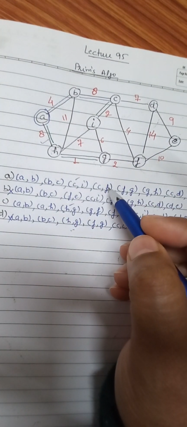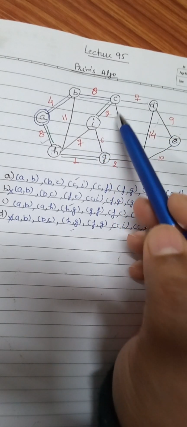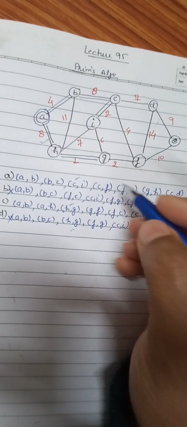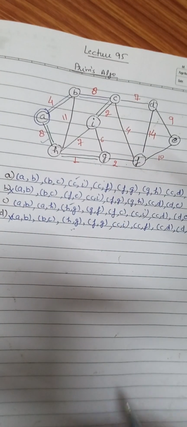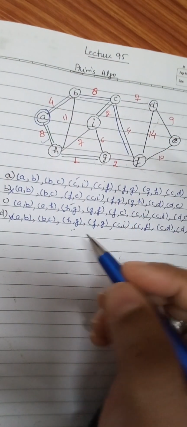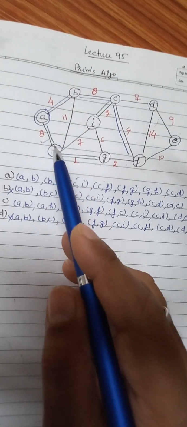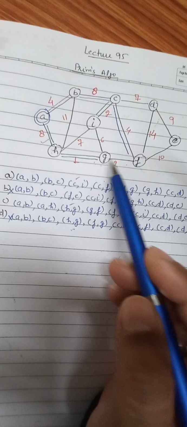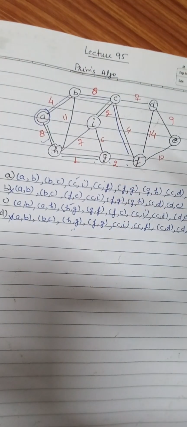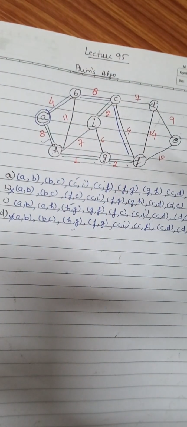Now CF. The next adjacent edge with minimum weight is CF in this path, right? So it is correct. We are following CF. And in this, what are we following? AB, AH, HG, now GF. That is also minimum. So we can say that is also correct. Next, adjacent with minimum weight.